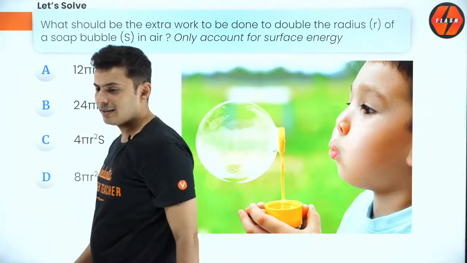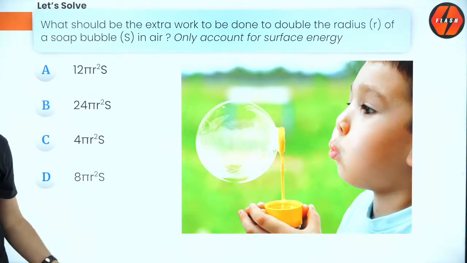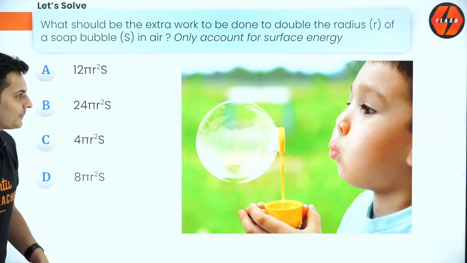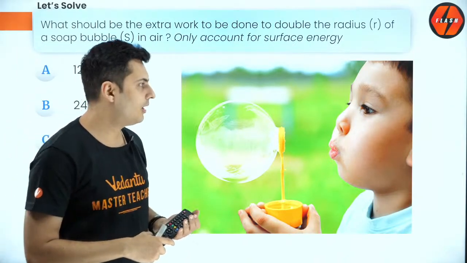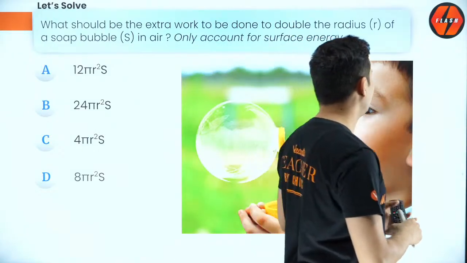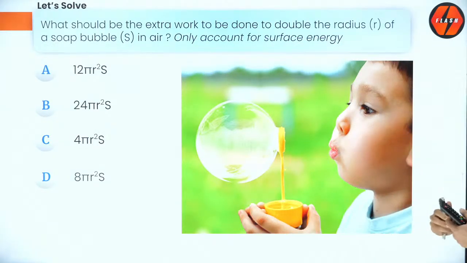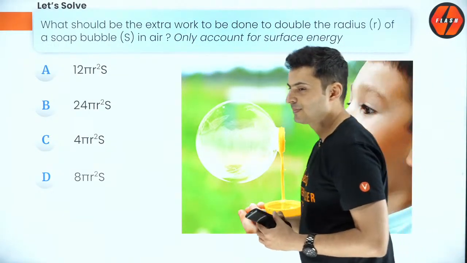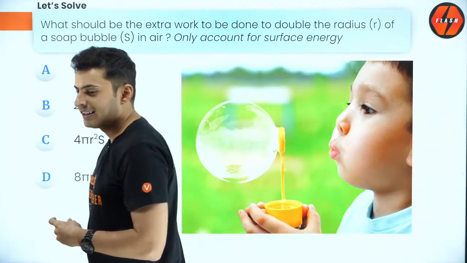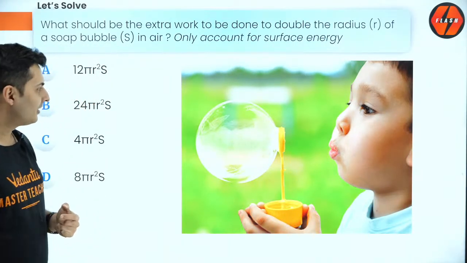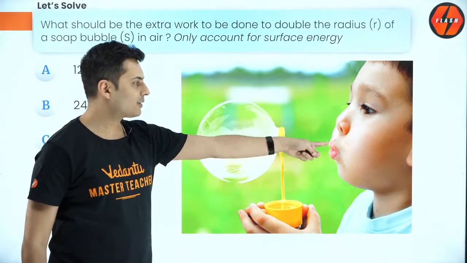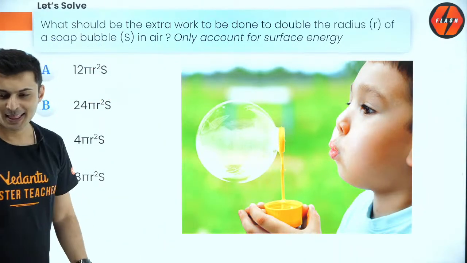Very interesting. Thank you, Aditya. Come on. Let's do this. Come on, guys. Sneha wants to play with the bubble. I am guessing it is this bubble, not this bubble. Okay.